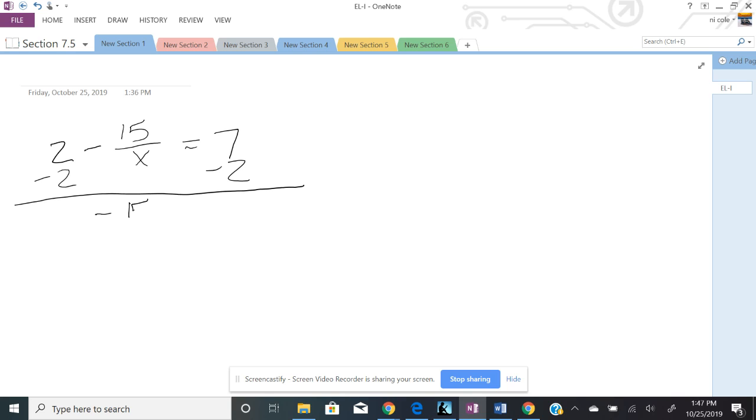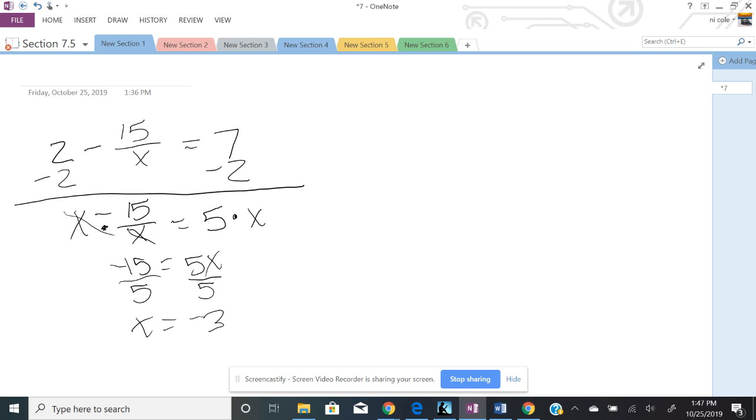So then I have negative 15 over x equals 5. Now I need to get the x out of the denominator. I don't like x's in the denominator, and I know many of you just don't like fractions, so let's get rid of it. How do I get rid of it? I multiply both sides by x. That cancels it, leaving me negative 15 is equal to 5x. But I've got to get x by itself, so I'm going to divide by 5, divide by 5. Therefore, I know x is equal to negative 3.